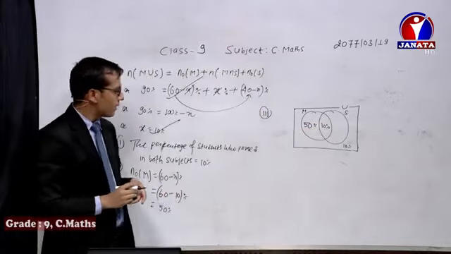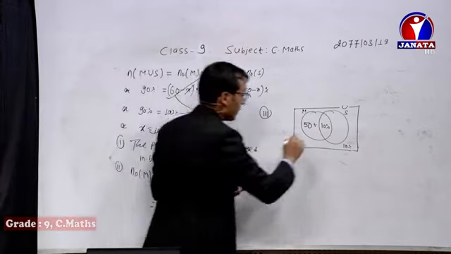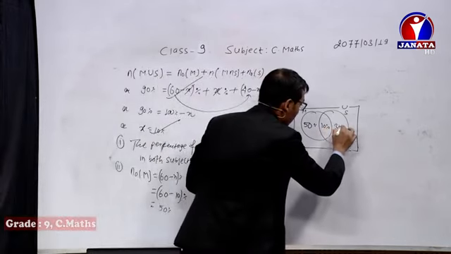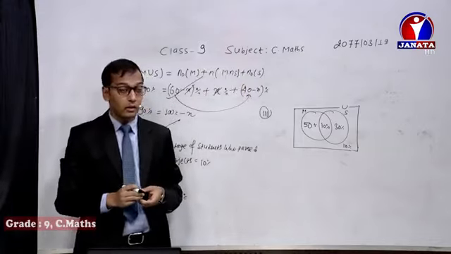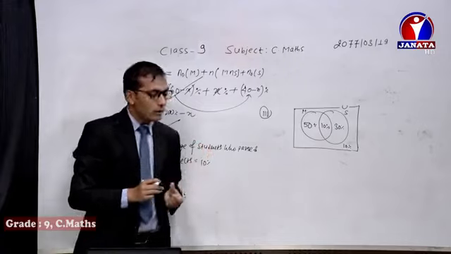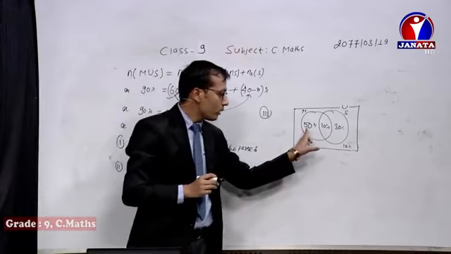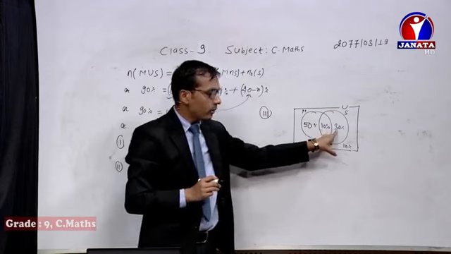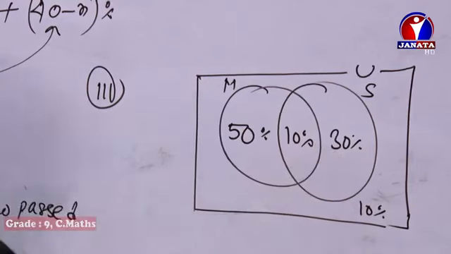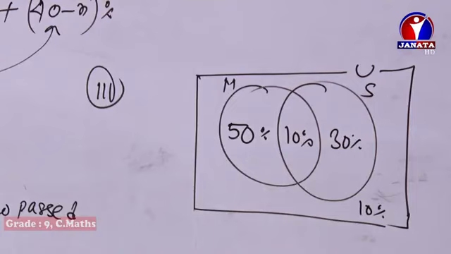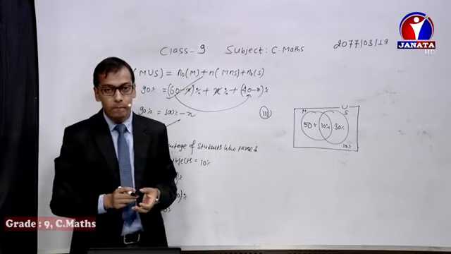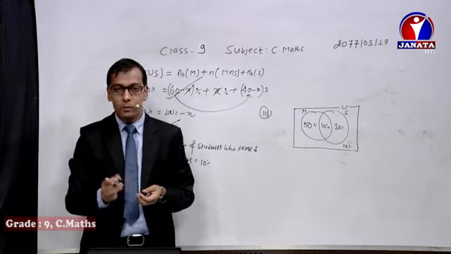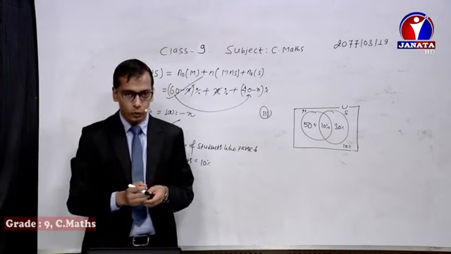And what is N only S? N only S is 40 minus x. So 40 minus 10 is 30%. So if we add the different regions in the diagram, 50 plus 10 is 60, plus 10 is 90, plus 10 is 100%. So there is in total 100%, because the question is based on percentage. So this is the way we can solve questions based on percentage and ratio.